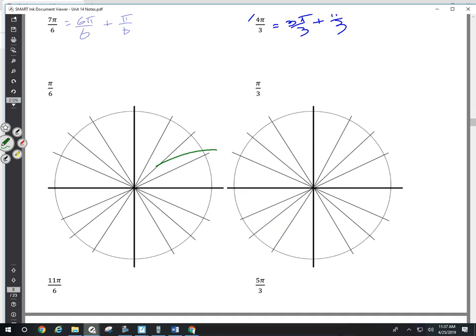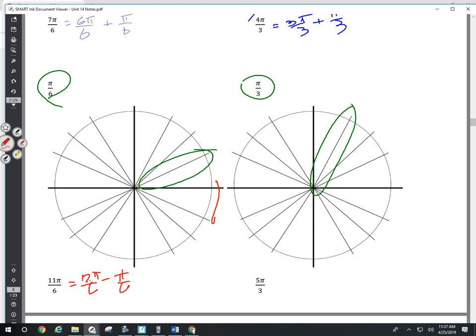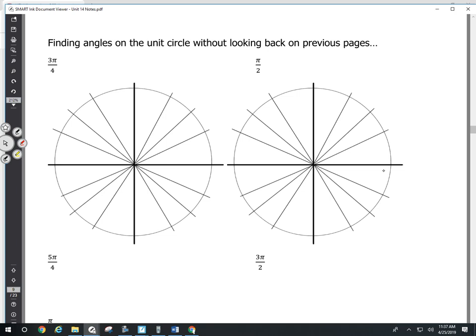Pi over 6, right here. Pi over 3, right here. 11 pi over 6 is 1 pi over 6 away from 12 pi over 6. Start at 12 pi over 6. That's around the entire circle. Subtract a pi over 6, I get here. 5 pi over 3 is 1 pi over 3 away from 6 pi over 3. That gets me there. This is how we need to think about this.